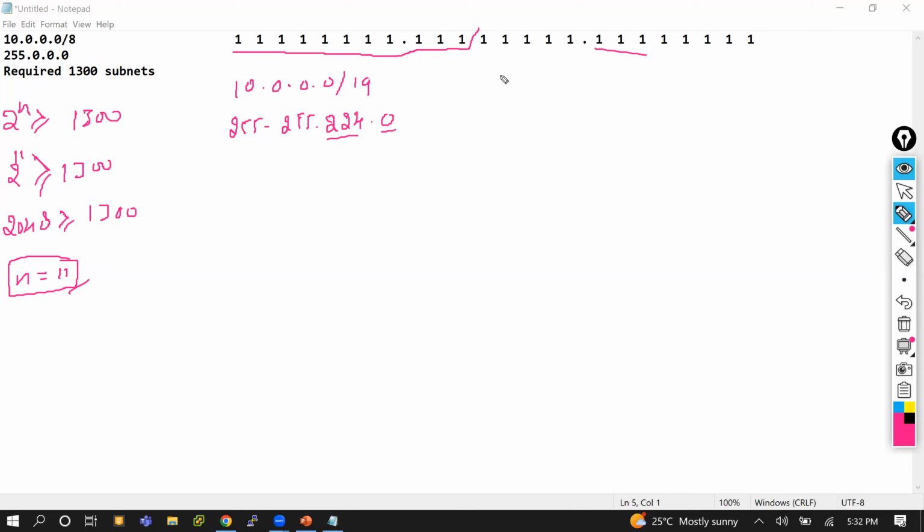What is the first network? I'm going to write 10.0.0.0 is the first network. What is the second network? The second network will be 10.0. And we'll add in the third octet, since 5 bits we have left, 2 to the power 5 will be 32, so we'll add 32 here. Then here we will add all 255.